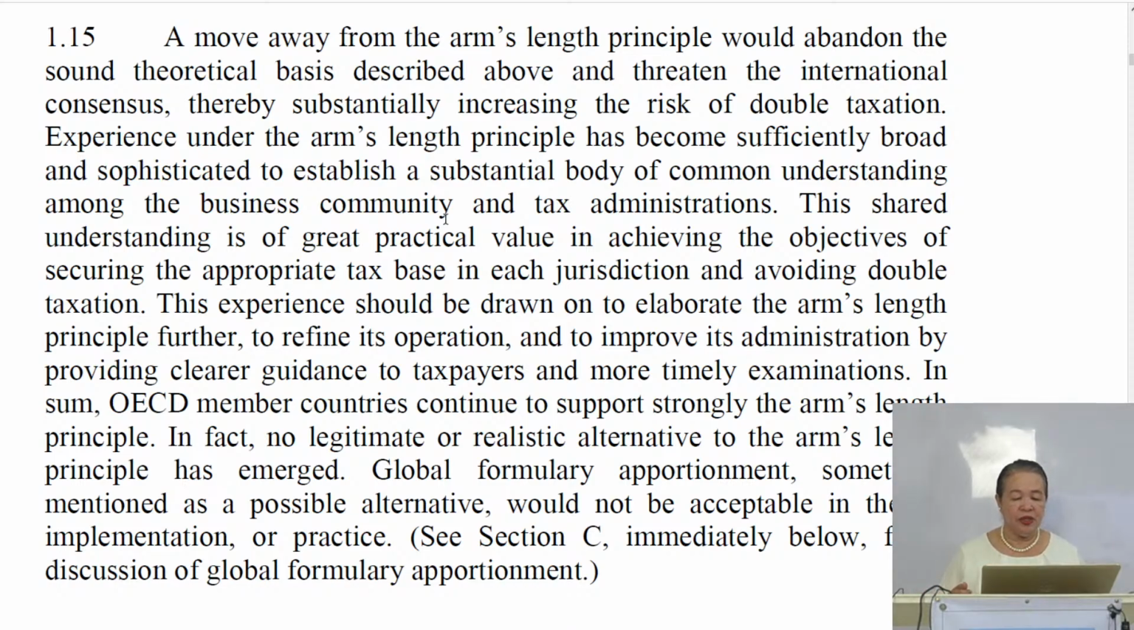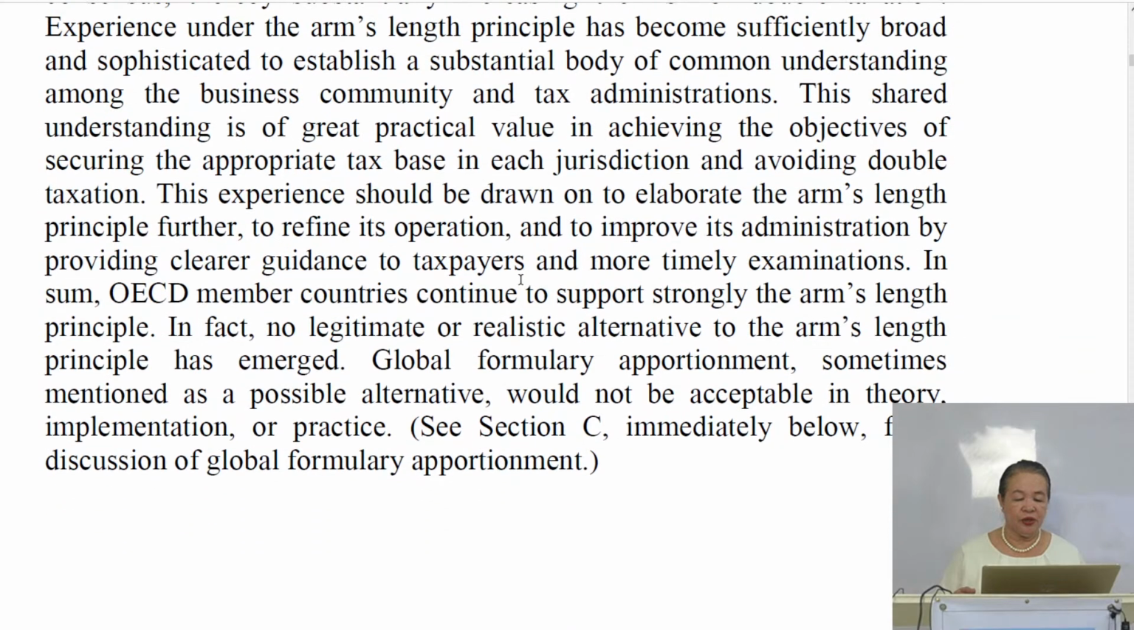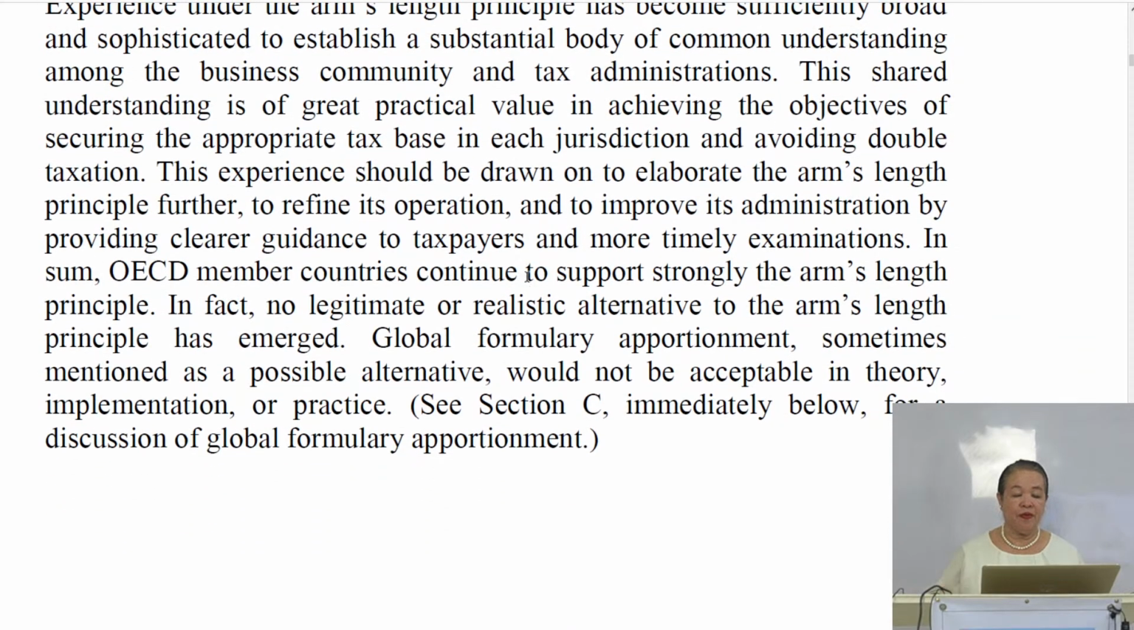The experience should be drawn on to elaborate the arm's length principle further, to refine its operation and to improve its administration by providing clearer guidance to taxpayers and more timely examinations. In fact, OECD member countries continue to support strongly the arm's length principle. Who are these OECD member countries? There are more than 60 member countries now. They include US, Japan, Australia, Canada, the highly industrial countries. And they are supporting the arm's length principle.